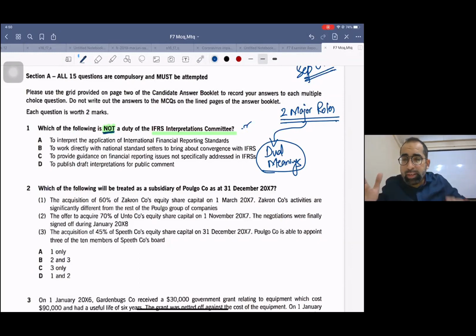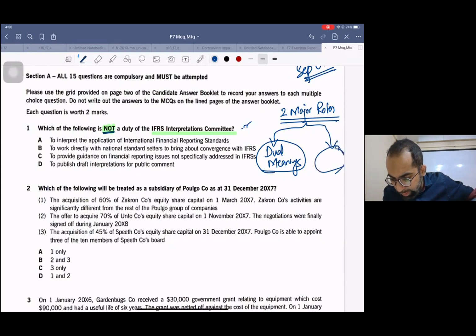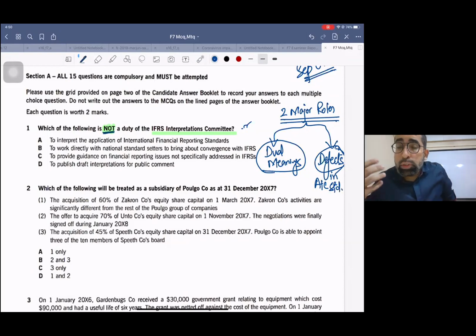So what the International Accounting Standards Board says is that you will have to follow our standard as well as our interpretation. So when there are standards with dual or three meanings, the IFRS Interpretation Committee interprets the correct meaning, to avoid window dressing. That is the first role. The second role, listen, is defects in accounting standards. Sometimes what happens, when the International Accounting Standards Board launches a new standard, there may be some defects, as they are human beings.